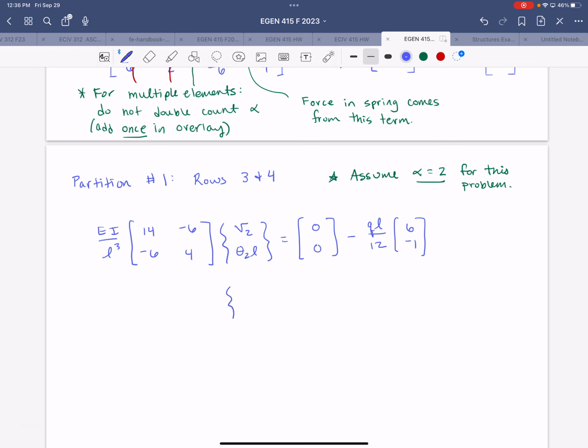Solving for our displacements, we would get negative QL to the 4th over 120 EI times 9 and 11. So these results would be exact for those locations, the nodes, right?